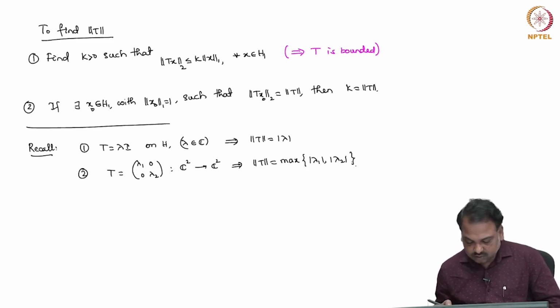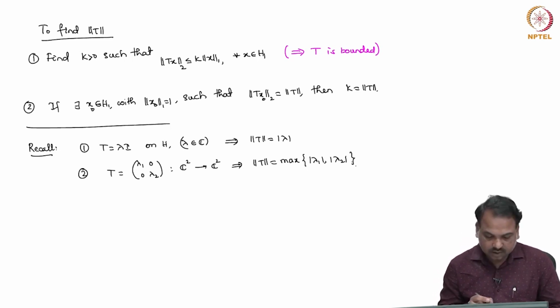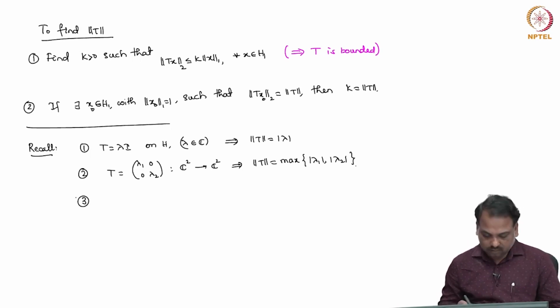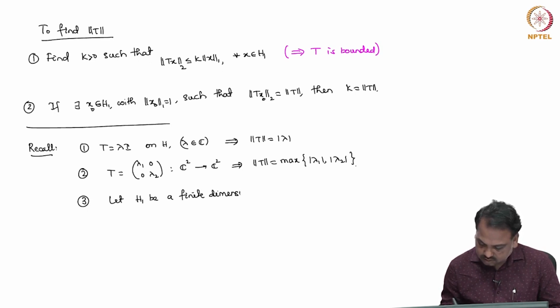Today we are going to study more examples of bounded linear operators and how to find the norm of such operators. So let us look at a third example. Let us take H1 to be a finite dimensional Hilbert space with an orthonormal basis.